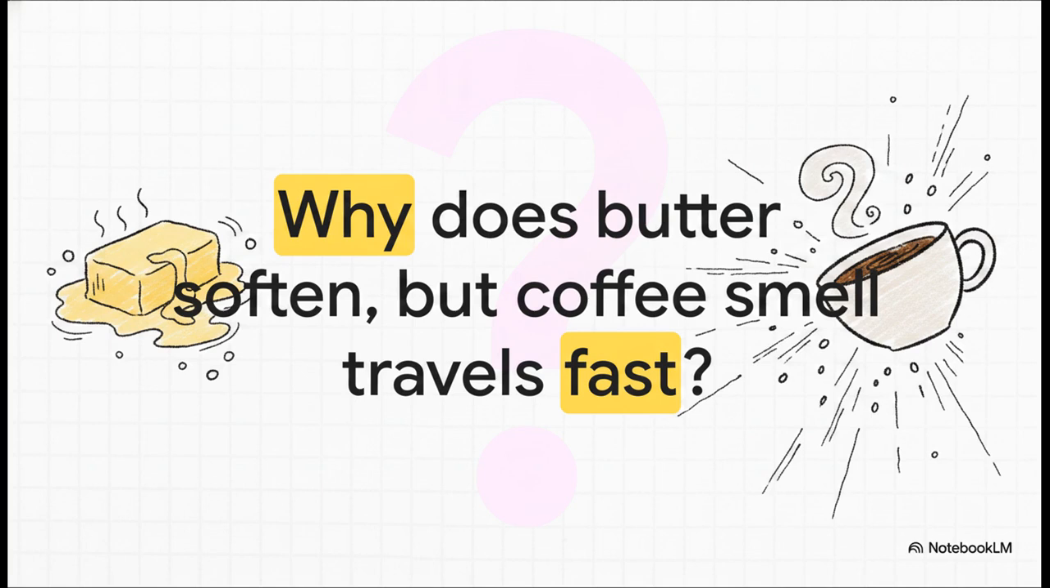Let's put this into practice with a classic exam-style question. Why does butter soften on the counter, but the smell of coffee reaches you instantly? Think exactly like an examiner here. Use kinetic theory. You'd explain that the coffee gas particles have a very low mass and a high velocity, so they diffuse super rapidly across the room. But the butter solids, they're just gaining enough heat energy from the room for their particles to slightly overcome those attractive forces and slide past one another. That's what turns it from a hard solid into that softer, semi-liquid state.